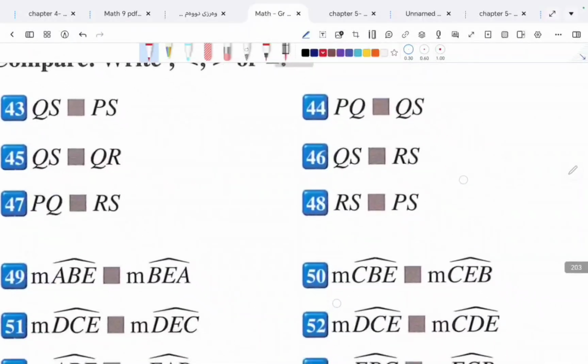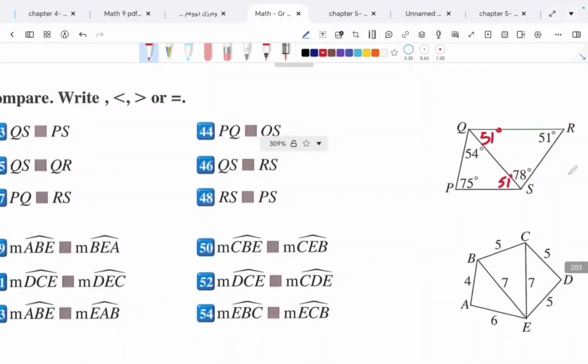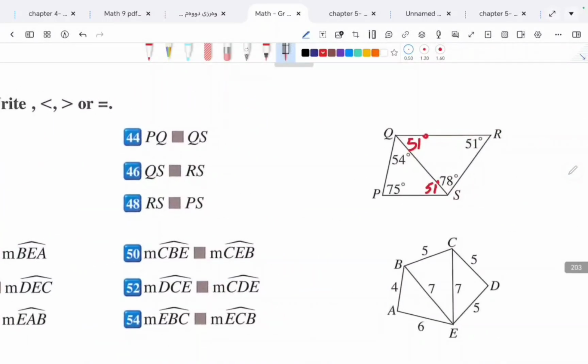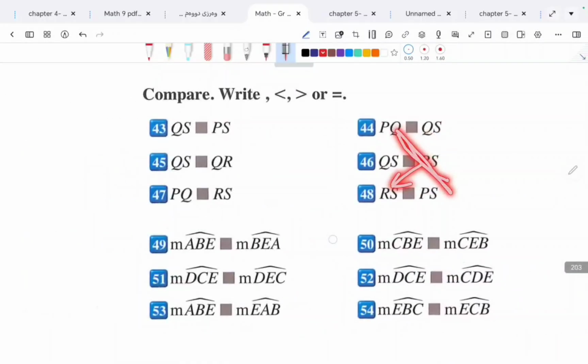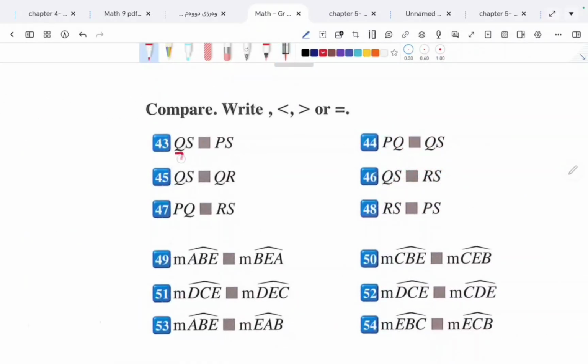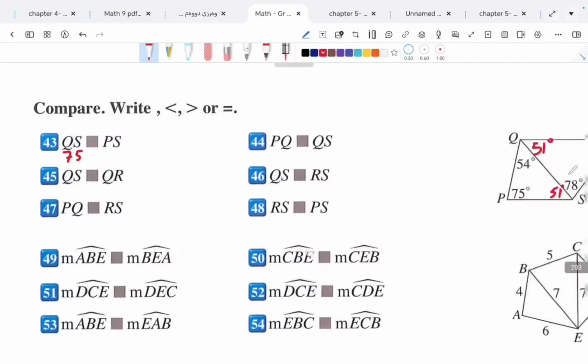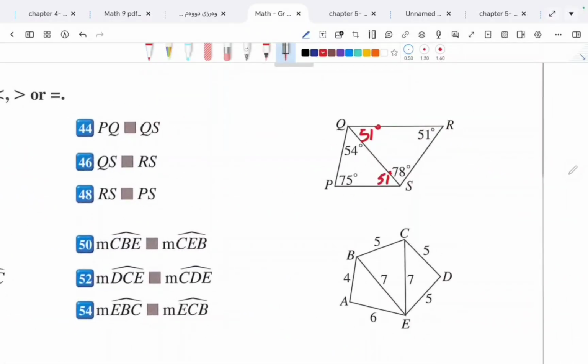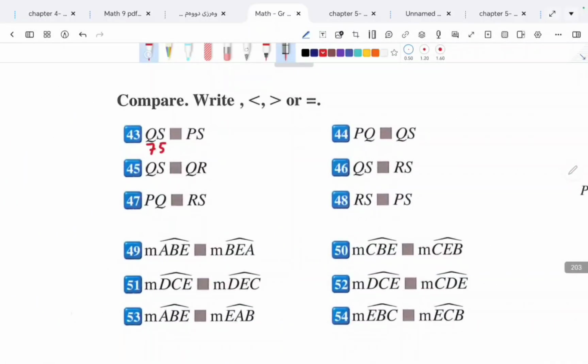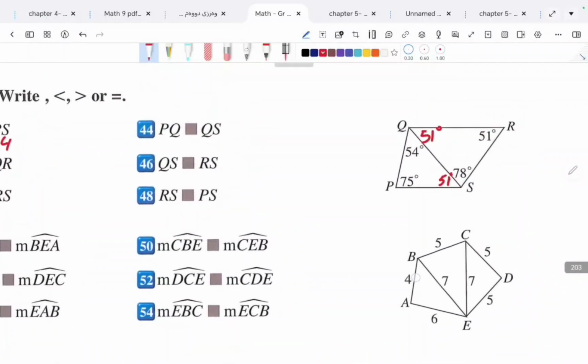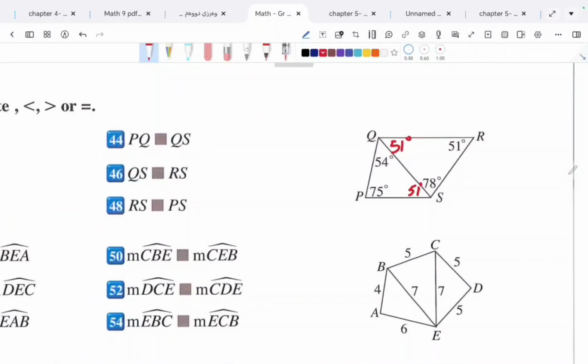Let's see. QS and PS. Here is QS. It is opposite to what? It's opposite to 75. So QS is opposite to 75. What about PS? Where is it? It's opposite to 54. So which one is greater? Of course, QS.